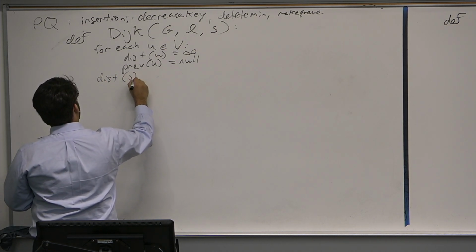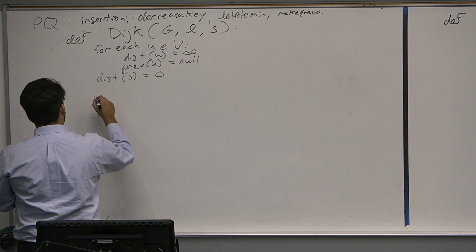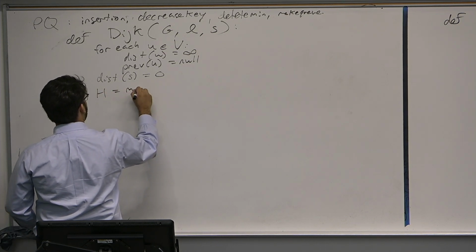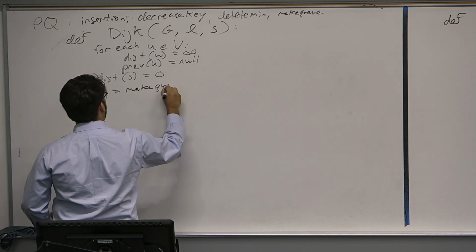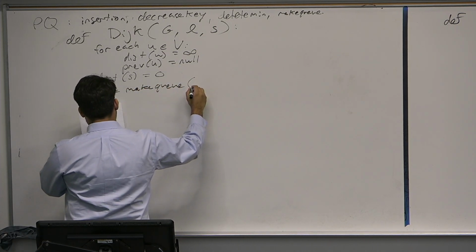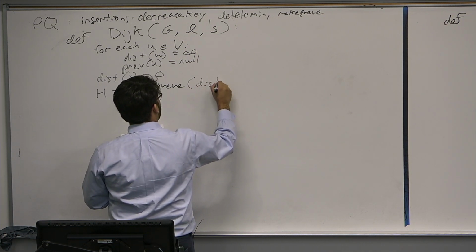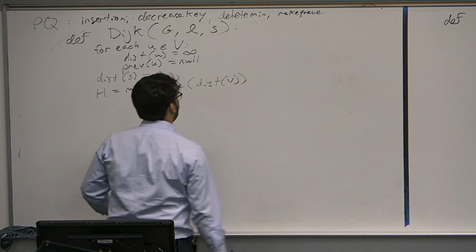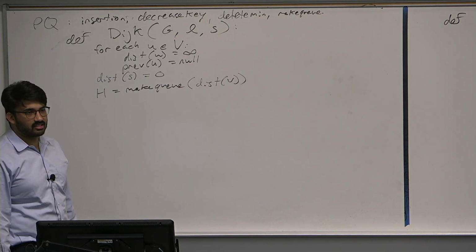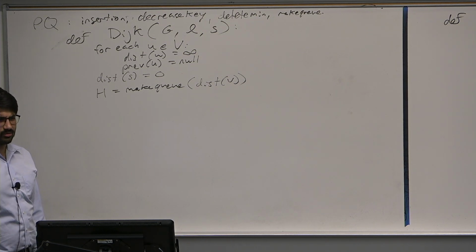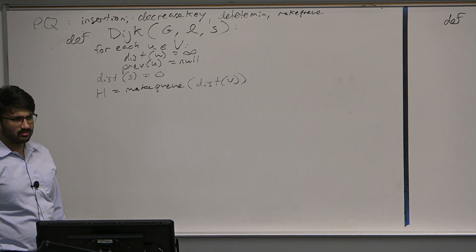The start vertex is going to be 0. We're going to make the queue. And these are going to be keyed by the distance values. And observe at the beginning the distance values. How do you make a queue? In any implementation of a queue.